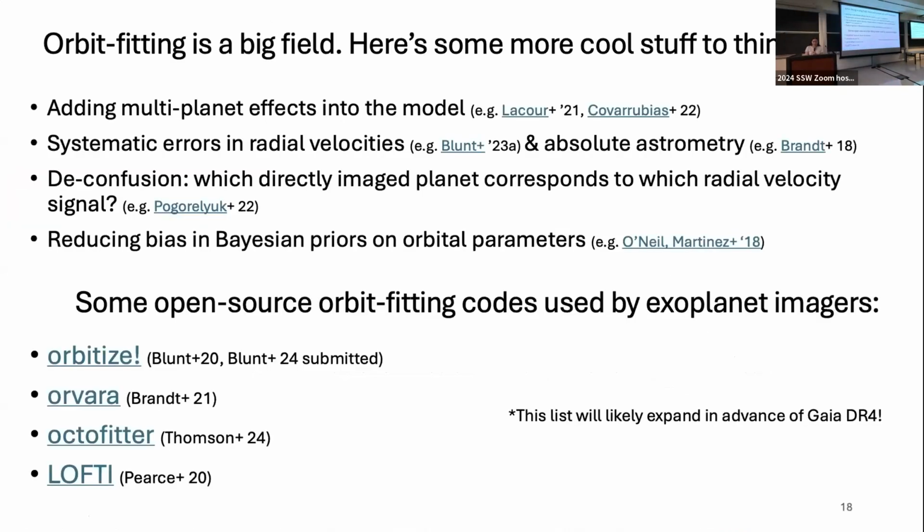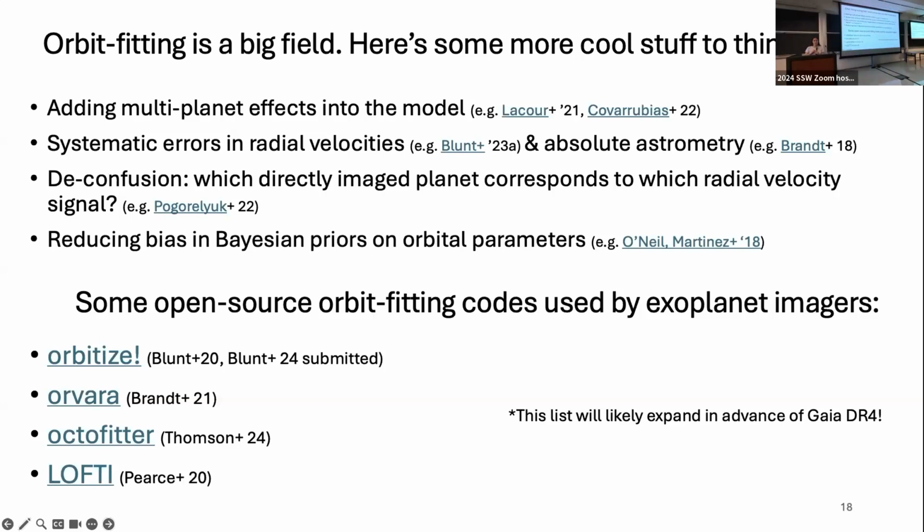All right. So the very last thing I want to leave you with is that orbit fitting is a really big field, and I didn't have enough time to talk about everything that's going on in the field. So I wanted to point out a couple more things that I thought were really interesting. First, you can think about adding multi-planet effects into the model. So far I've been telling you about pure Keplerian orbits, but there's a lot of stuff you can do to start thinking about the interactions between planets. You can also think about systematic errors, particularly in radial velocities and absolute astrometry.